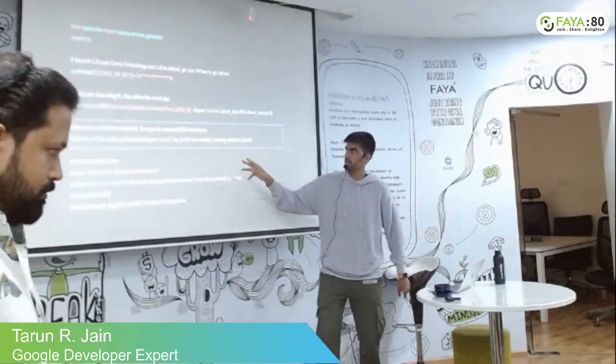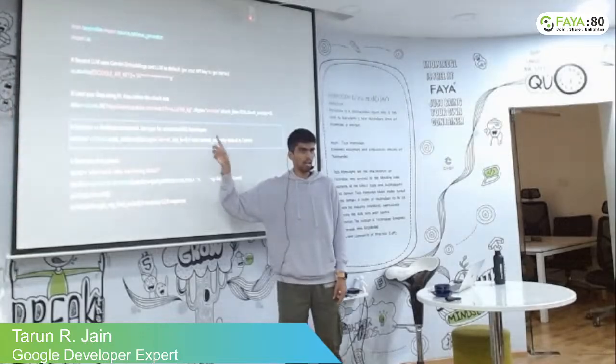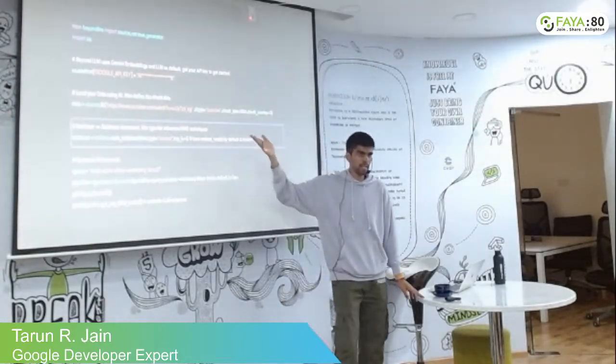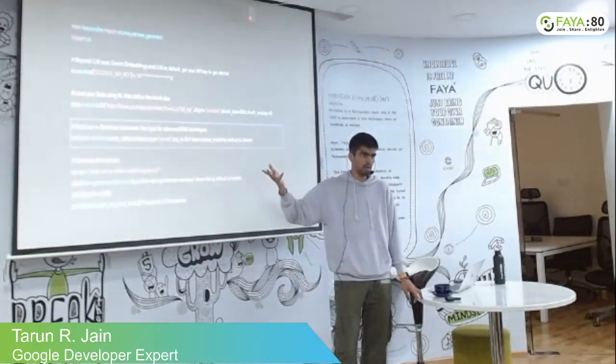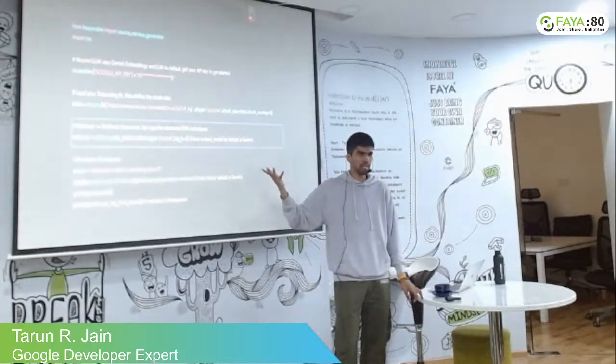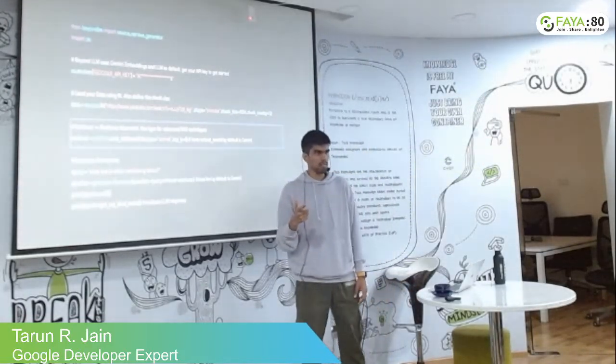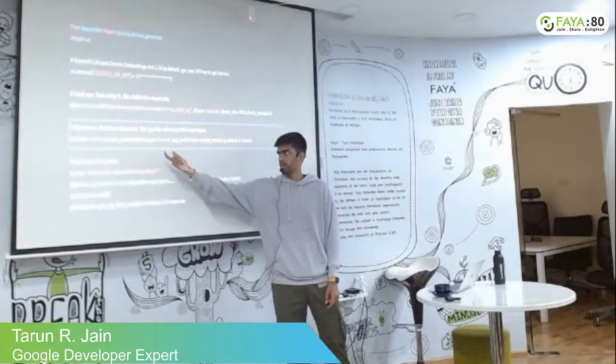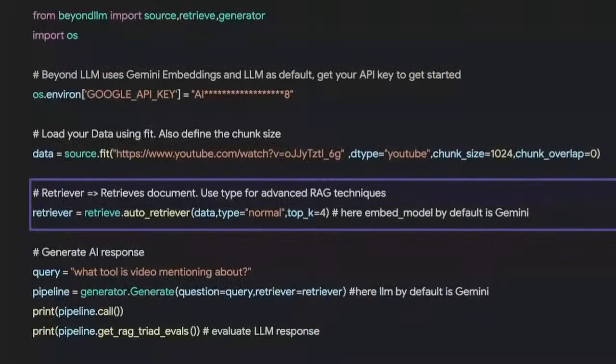So now comes the very, very important part. Here you need to define your embedding model. In our library, we have made Gemini the default for both the LLM and the embedding model. Probably I'll also show you a few examples where we are defining the embedding model. What happens in the auto retriever is you need to pass your data, which is your chunk. You also need to provide your embedding model. As you can see here, the embedding model by default is Gemini. So the embedding model is nothing but an additional argument.